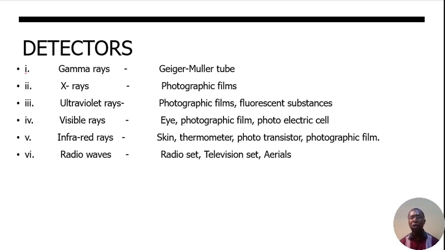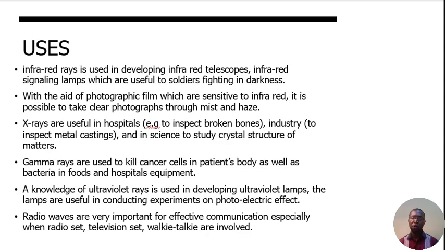Now let's talk about the uses generally of electromagnetic waves. Of course, we've said some of them initially. Now, infrared rays are actually used in infrared telescopes. They are used in infrared signal lamps, and these lamps are used by soldiers fighting in the dark. We also use this infrared on photographic film that makes it easy to see even in mist and haze.